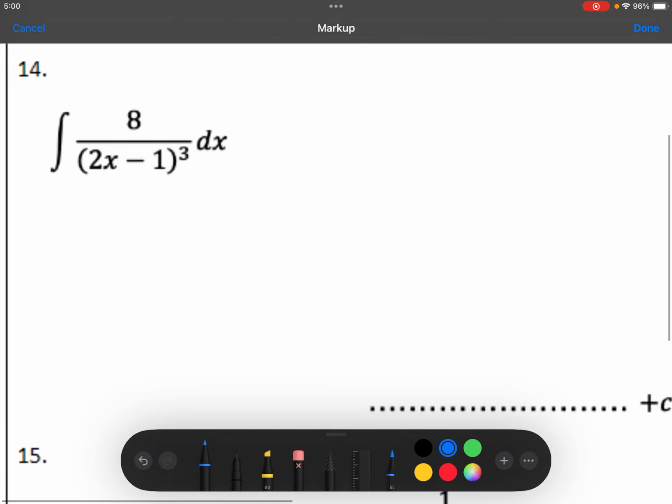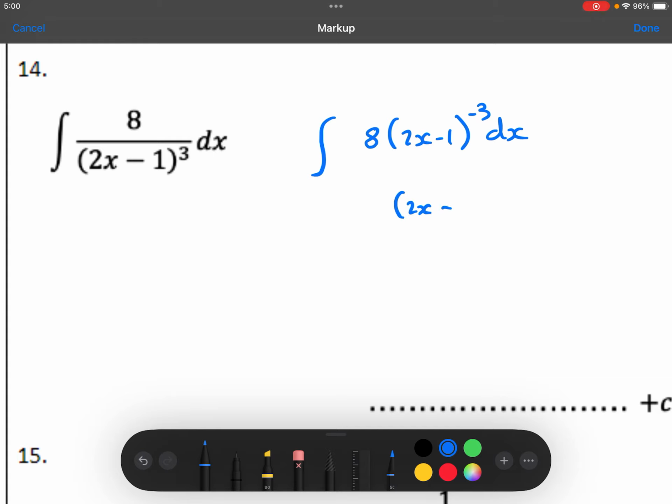Question 14. I'm first going to rewrite this with a negative power, which will allow me to add 1 to the power. So minus 3 plus 1 is minus 2. We'll divide by the new power, so 8 divided by minus 2 is going to be minus 4.